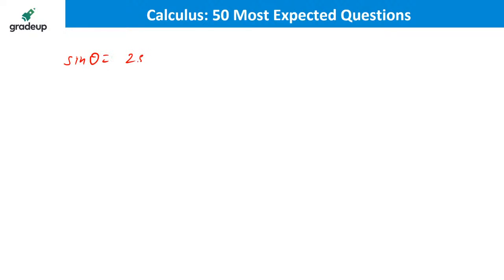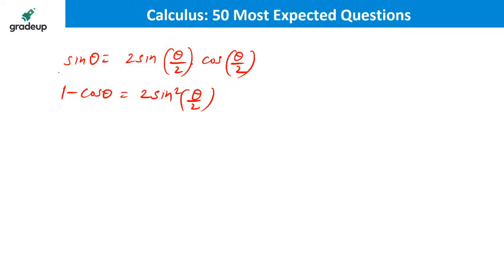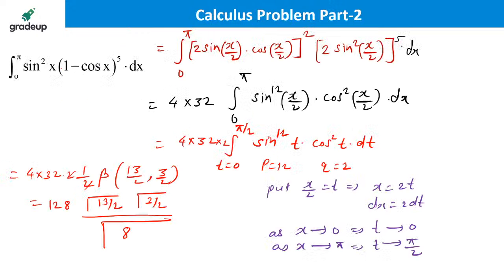Sin theta can be written as 2 sin theta by 2 into cos theta by 2, the half angle formula. Similarly, 1 minus cos theta can be written as 2 sin square theta by 2. These are half angle formulae. So I used this formula, these trigonometric conversions, here.